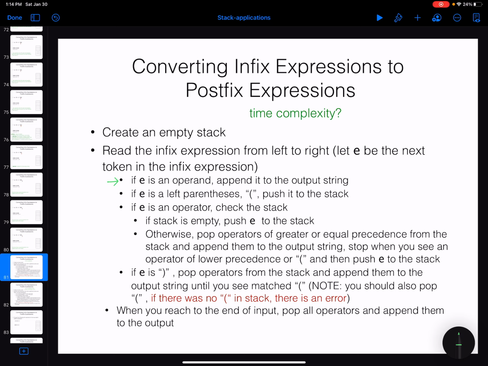If it is an operand, just put it in the output. If it is an opening parenthesis, just push it to the stack because it is an indicator for us. If it is an operator, you have to push it to the stack, but wait, you have to check what is on top of the stack. If the stack is empty, you just push it to the stack. You don't need to be worried about the previous content. If the top of the stack is an operator, you have to double check. If the top of the stack is an operator which has higher or equal precedence, you pop it and dump it in the output. Otherwise, you don't touch it and push your operator to the stack.